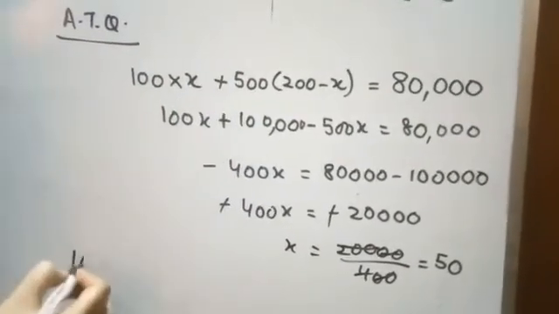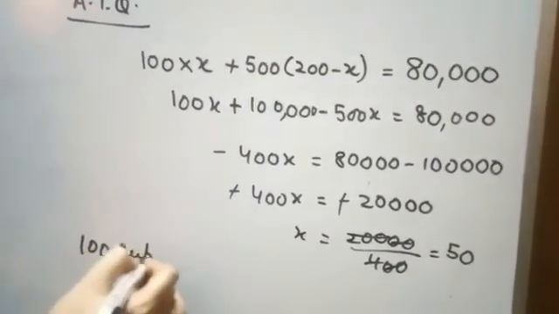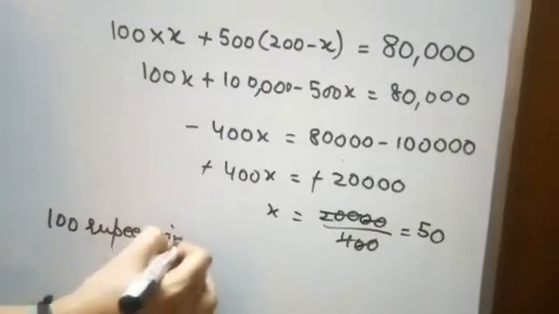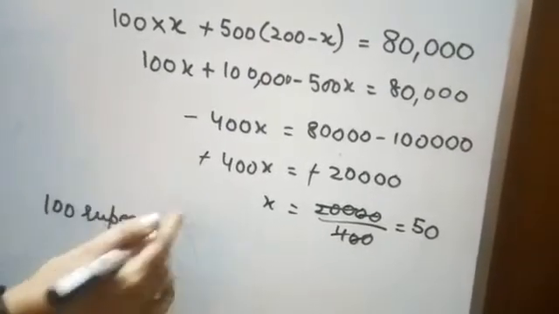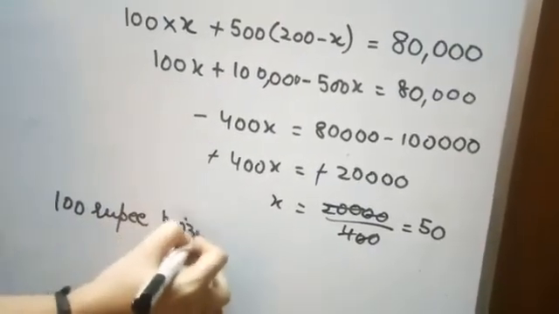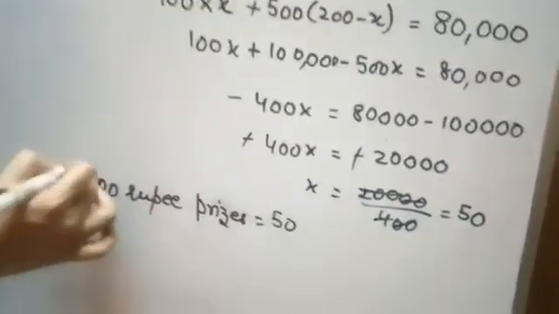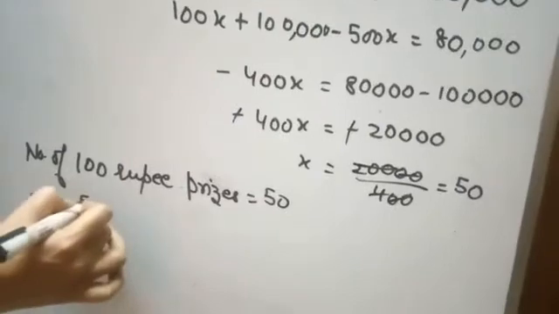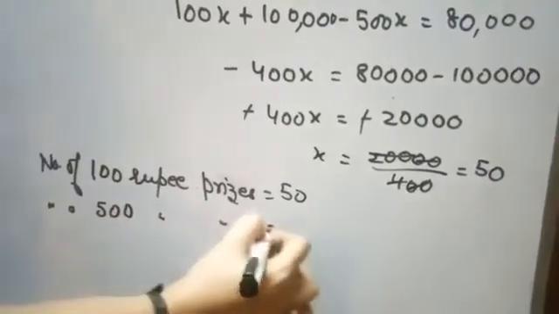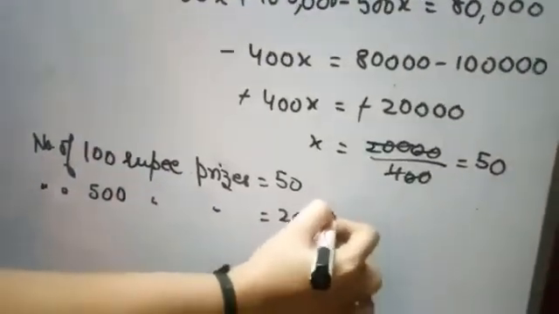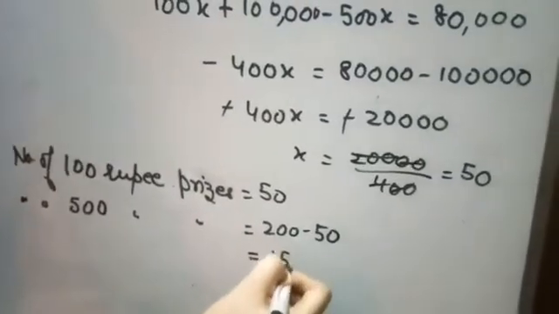It means he has purchased 100 rupee prizes. How many has he purchased? The number of 100 rupee prizes is 50, and the number of 500 rupee prizes is 200 minus 50, that is 150.